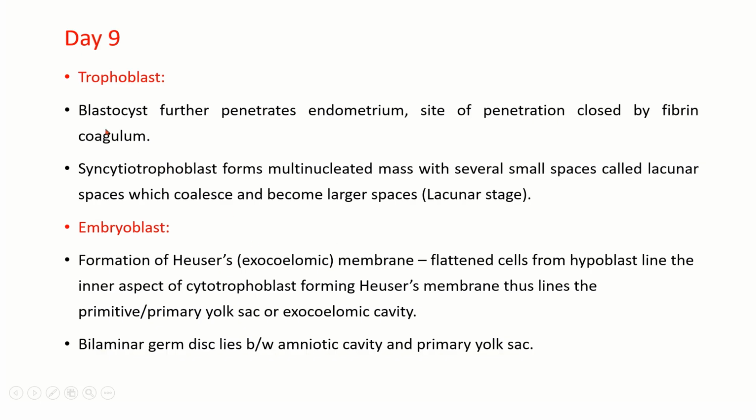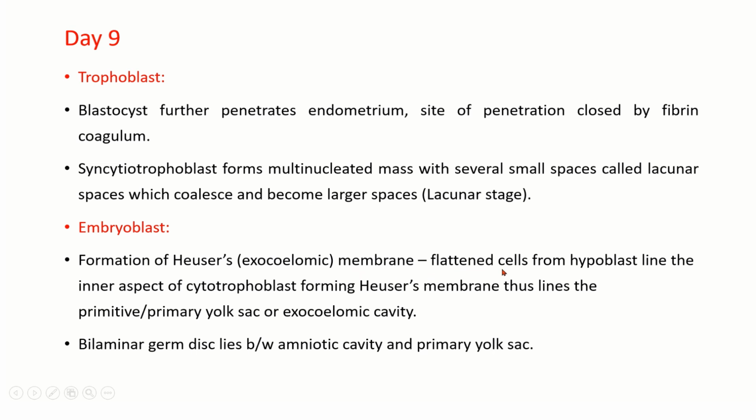So day 9, what are the changes in trophoblast? The blastocyst further penetrates the endometrium. The site of penetration is closed by fibrin coagulum. The syncytiotrophoblast forms a multinucleated mass with several small spaces called lacunar spaces, which coalesce and become larger spaces. This is the lacunar stage. So what is happening? Further penetration, and the appearance of spaces within the syncytiotrophoblast which coalesce to form larger spaces, the lacunar stage. In the embryoblast, there is formation of Heuser's membrane or exocoelomic membrane.